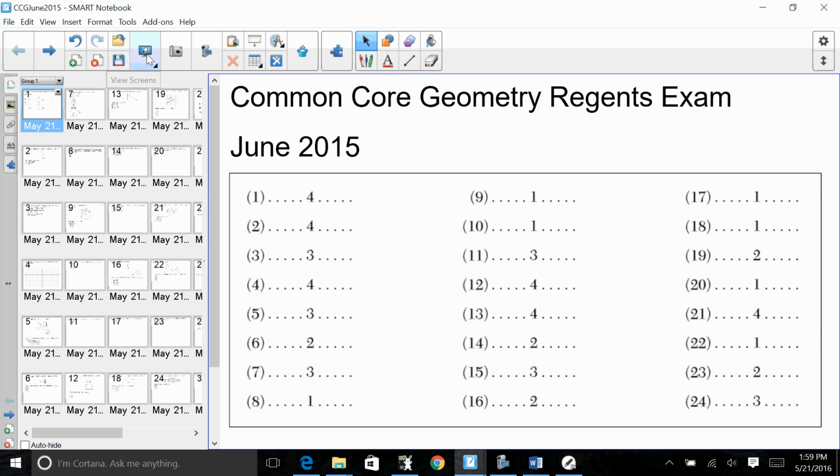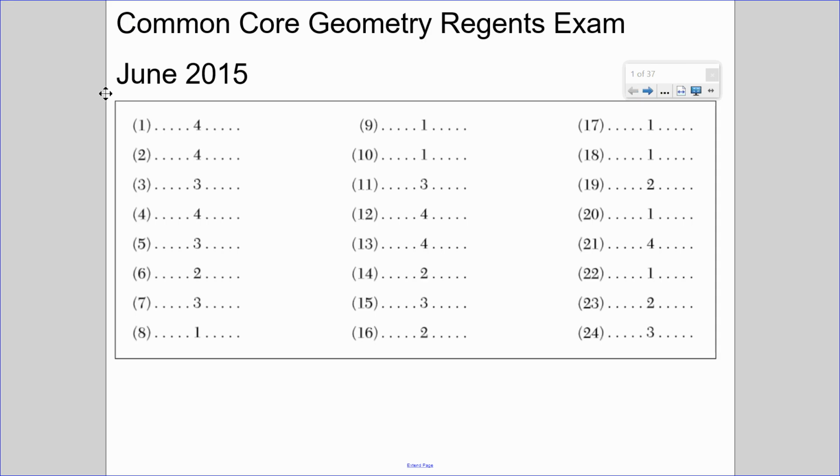This is the first ever Common Core Geometry Regents exam. These are the answers to it. I'm going to get prepared to go over all of them with you. Let's do this.